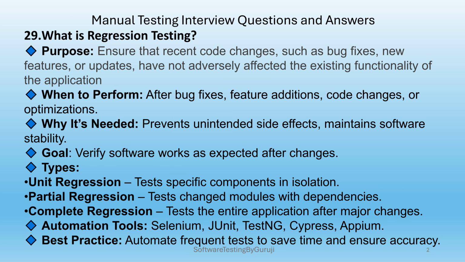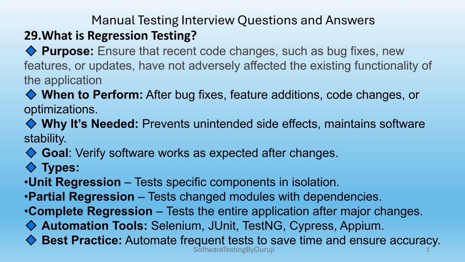What is regression testing? Purpose: ensure that recent code changes such as bug fixes, new features or updates have not adversely affected the existing functionality of the application. When to perform: after bug fixes, feature additions, code changes or optimization. Why it's needed: prevents unintended side effects and maintains software stability. Goal of regression testing: verify software works as expected after changes.